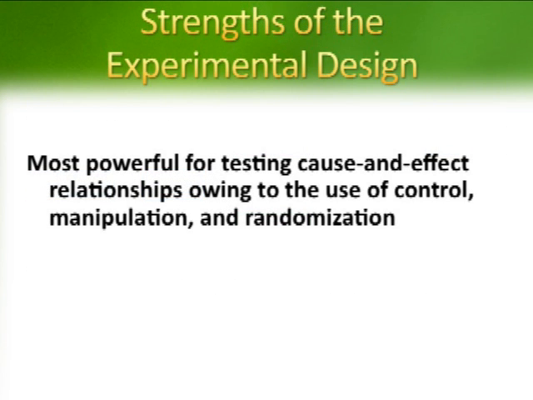The strengths of the experimental design. It is the most powerful design for testing cause and effect relationships because it uses control, manipulation, and randomization. What that means is there are fewer things that can come in and muck up your study because of the control, giving the intervention, and using randomization.